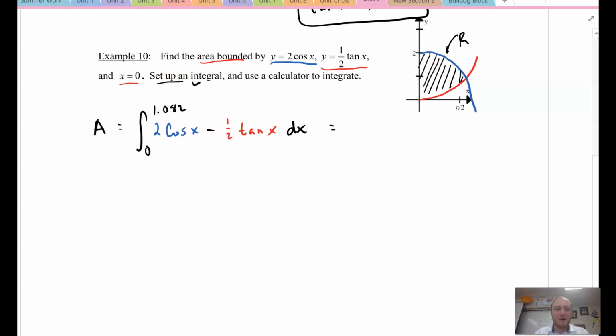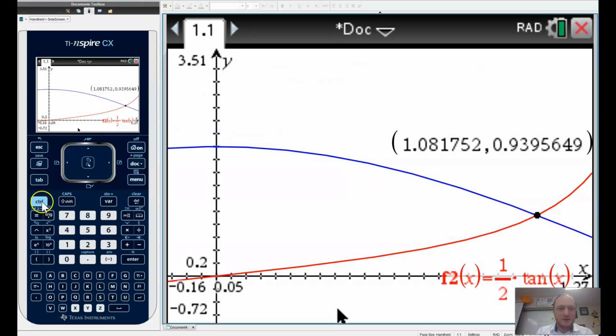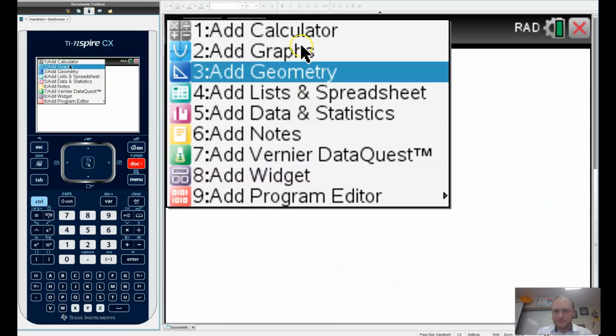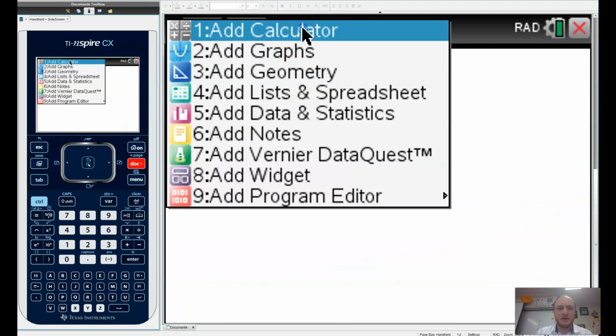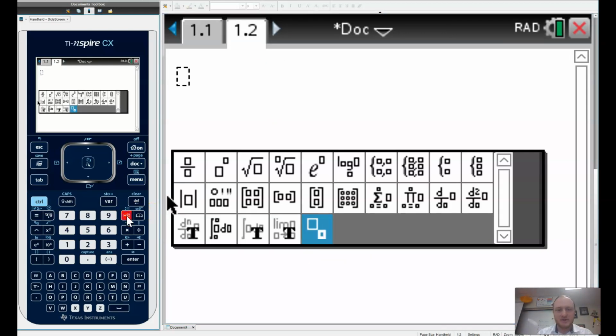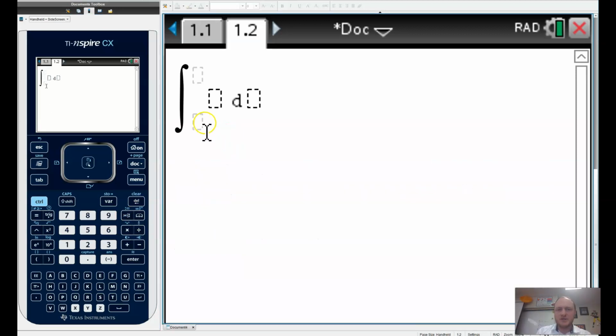Now I want to use a calculator to integrate. So I'll make a new page. Calculator, and I want to integrate. Okay, so I'm going to go down here to our calculus functions. Here is an integral. Again, just double check, make sure you're in radian mode. That is important, which you should be in radian mode, especially if we've been working a lot with radian.